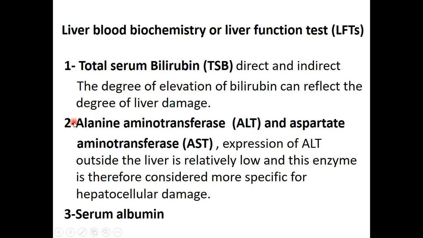Second important thing is the enzymes, liver enzymes. You have two important enzymes, ALT and AST, أو سابقا كنا نسميها SGPT and SGOT. طبعا ALT is more specific for liver cells. So expression of ALT outside the liver is relatively low, and this enzyme is therefore considered more specific, ALT, SGPT, for hepatocellular damage. Then you can send the patient for serum albumin, لأن احنا قلنا إنه الألبومين is synthesized in the liver.